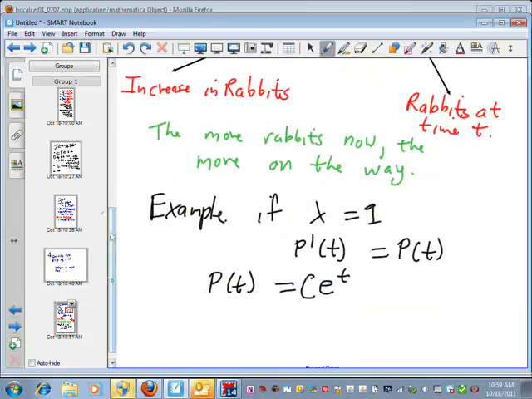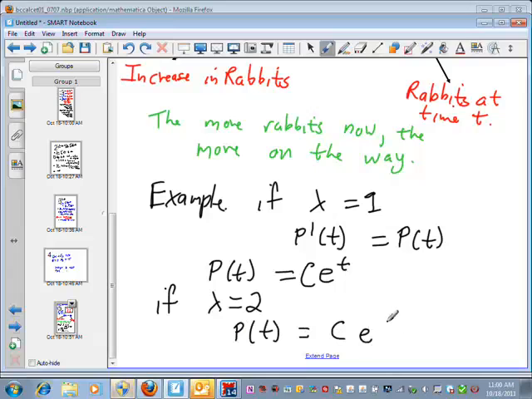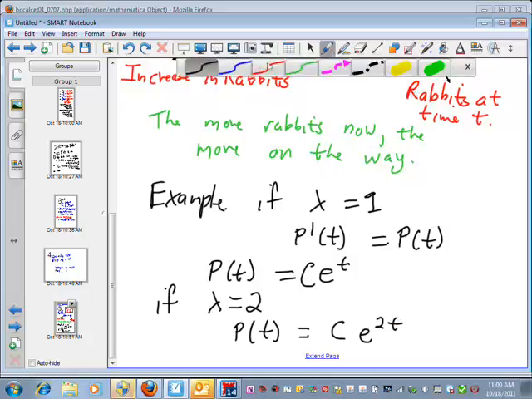So, when we had a lambda here, what if it's a 2? If lambda is equal to 2, then what is it? It's c e to the 2t for sure. So in general, it's e to the lambda t. It solves that differential equation. This is our first example of a differential equation.